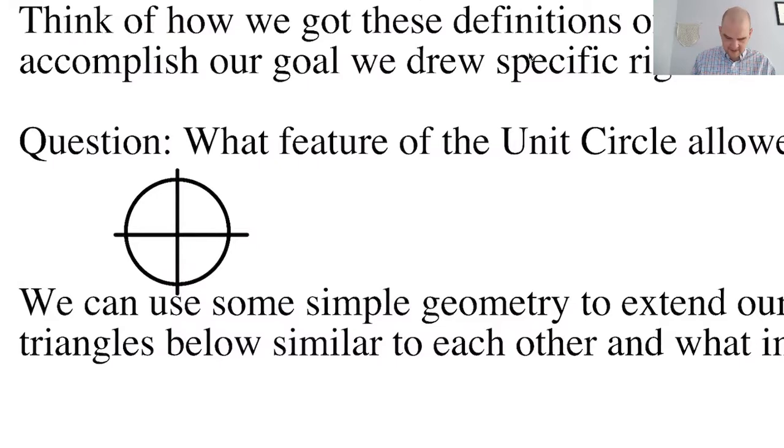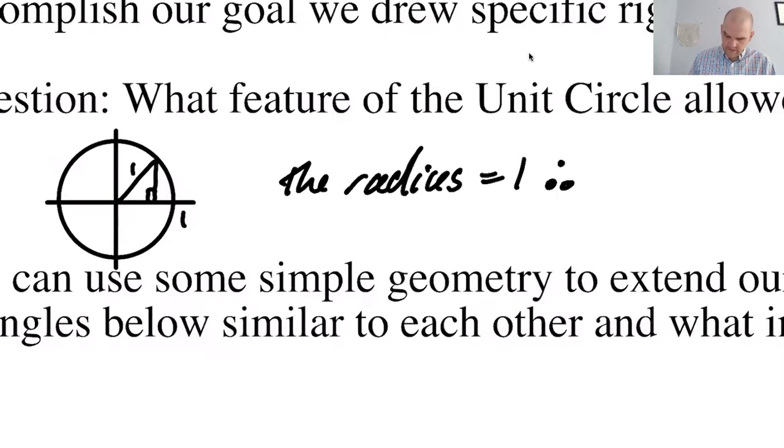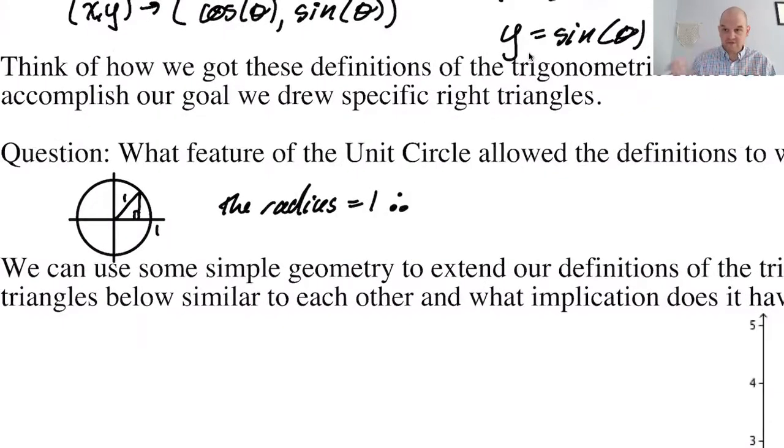So when we did this, because it's a unit circle, the radius is 1, which made the hypotenuse 1. So when we did opposite over hypotenuse, we got y over 1. And when we did cosine, adjacent over hypotenuse, we just got x over 1. So it's really the fact that the radius equals 1. Therefore, the hypotenuse of each of our right triangle definitions equaled 1.